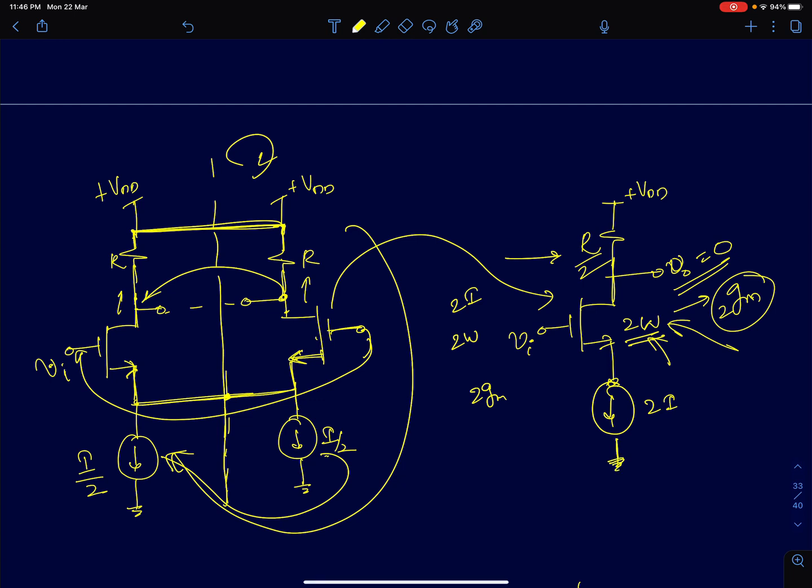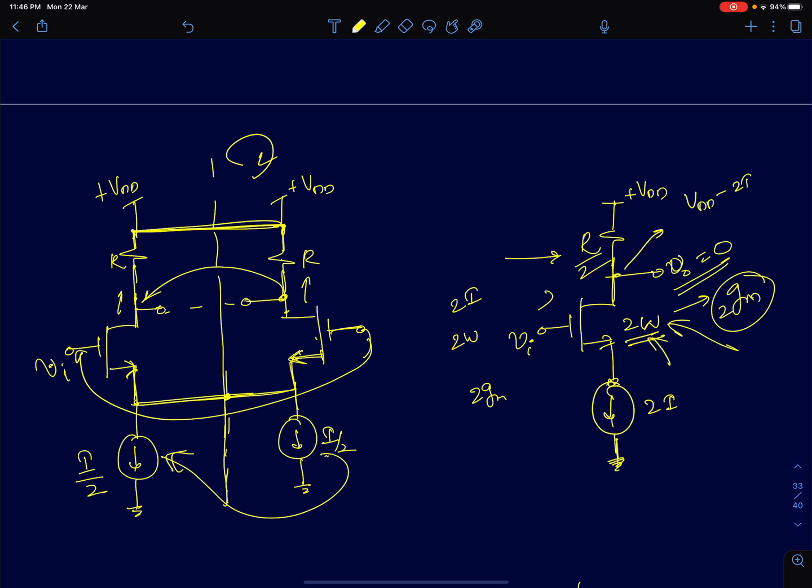You should keep in mind that the DC conditions should remain the same when you're doing this transformation. So here, the DC voltage at this node is VDD minus 2I times R by 2, which is VDD minus IR. Okay, so the VDD minus IR is the voltage across this. Now similarly, I'm sorry, this is not 2I, this is I here. So I by 2 plus I by 2 is I. So we get VDD minus I times R by 2 as the DC voltage here. Before overlaying in the differential circuit, the DC voltage here is also VDD minus IR by 2.